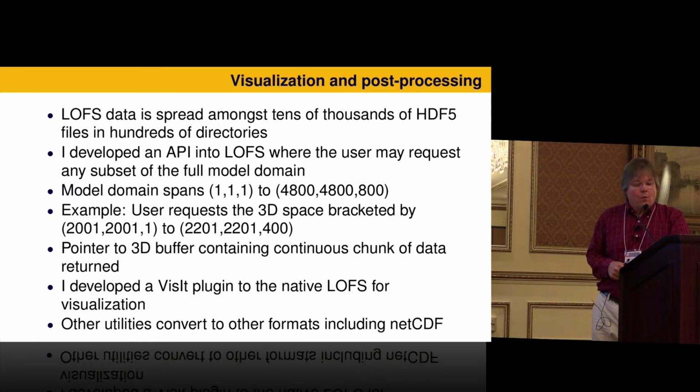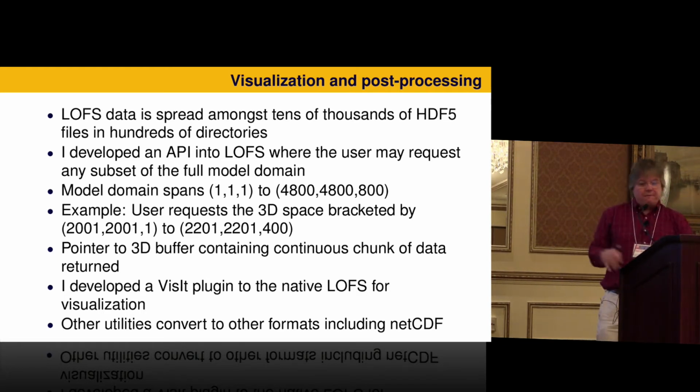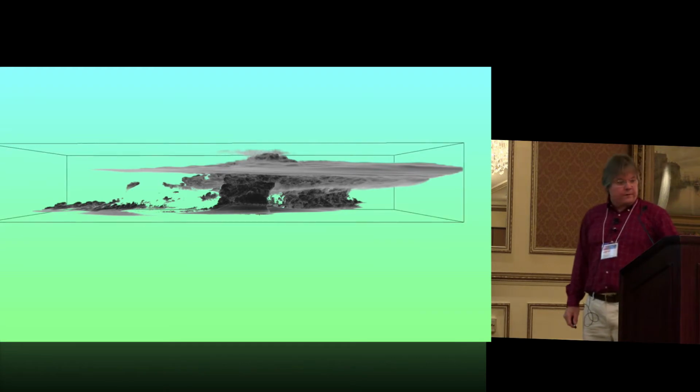Okay, so once you've got the data on disk, you have to do something with it, and I wrote an API and a bunch of software that treats this file system as a file. So you can essentially go out and request a certain subset of the full model domain. The code goes to the right files, pulls the data out, stuffs it into a 3D buffer, and then you can do things like create a netcdf file, use it as a Visit plugin, Visit software developed at Lawrence Livermore that I use quite a bit, or convert to a netcdf file and share it with your collaborators.